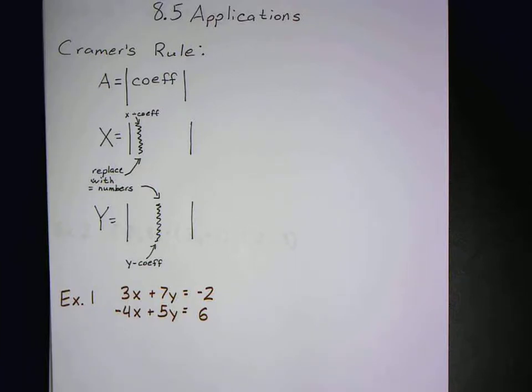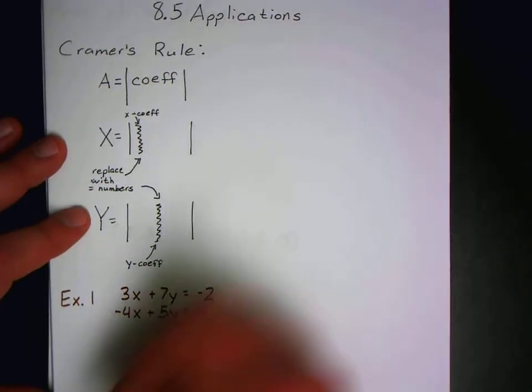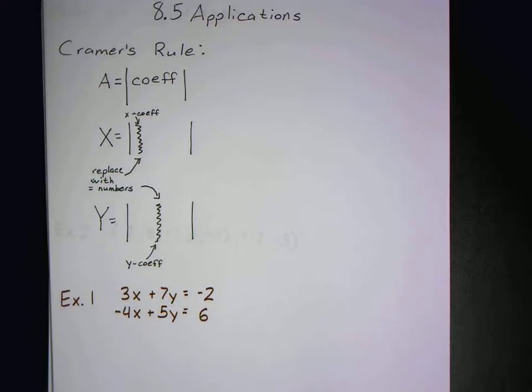And then depending on how many variables you have, you keep going. So if you have 3 sets of variables, then you would do the same thing. You would create a Z matrix. If you have 4 sets of variables, usually the 4th variable is W. So then you would have a W matrix.